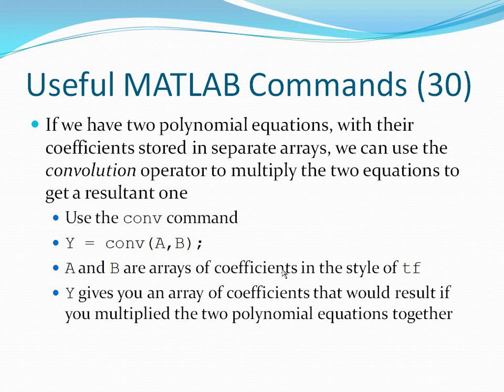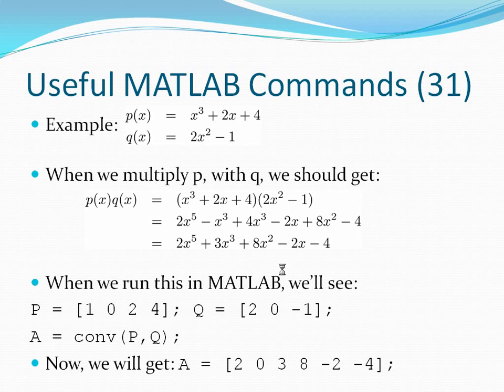So here's an example. Let's say I have a polynomial x cubed plus 2x plus 4. And then I have another one, which is 2x squared minus 1. When you multiply these physically, just distributing, you'll have 2x^5, and then 3x cubed, and so on. This is the final output that you'd get when you multiply.